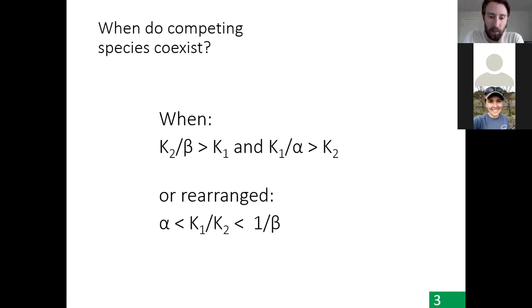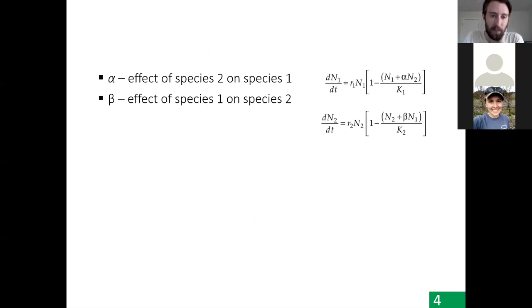Okay, so let's think about what that means. So we know that the alphas and betas are the competition coefficients. It's a measure of how strongly the competitor species affects you versus your own species affecting you. And so alpha is the effect of species 2 on species 1. Beta is the effect of species 1 on species 2.